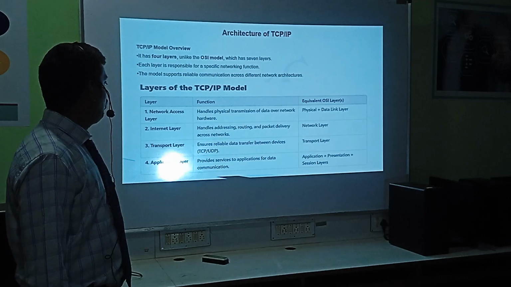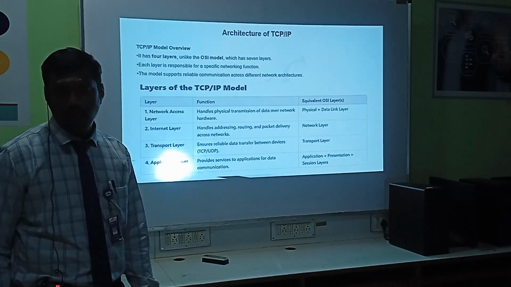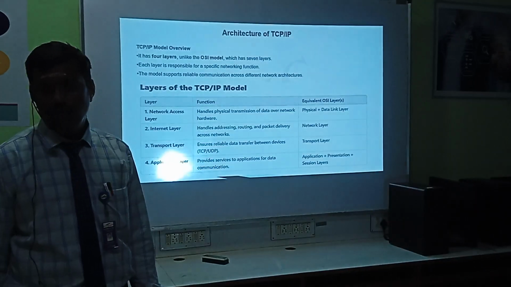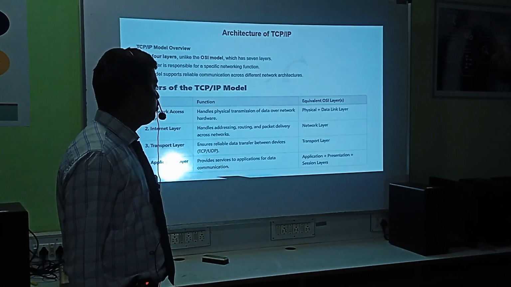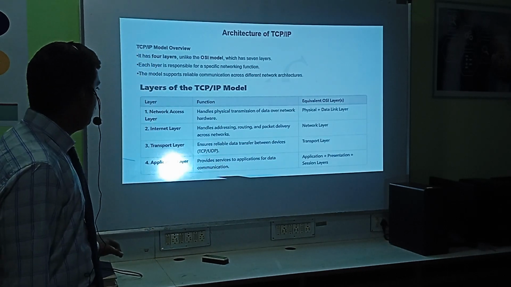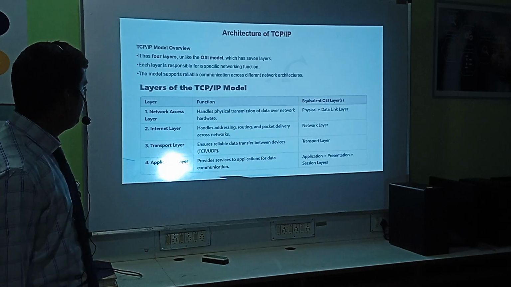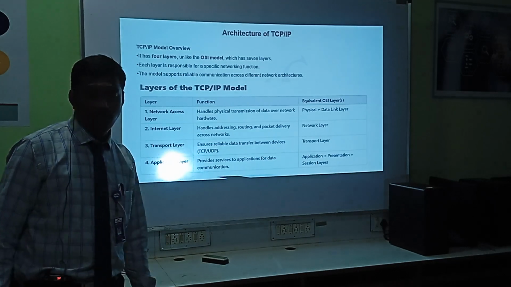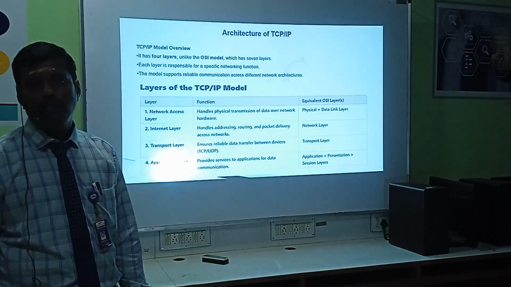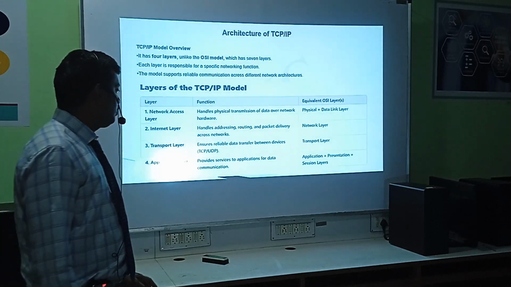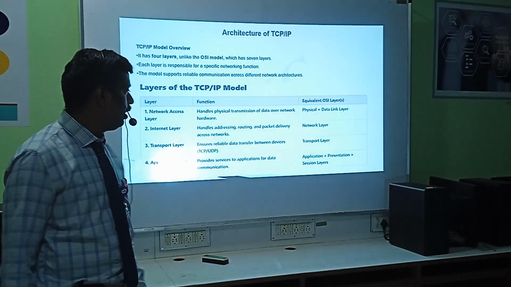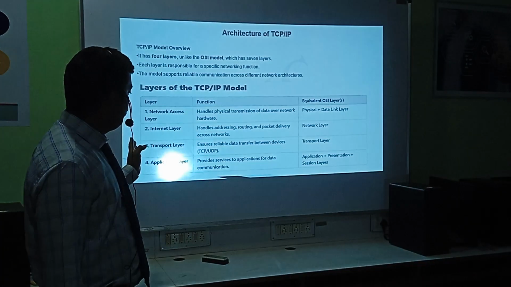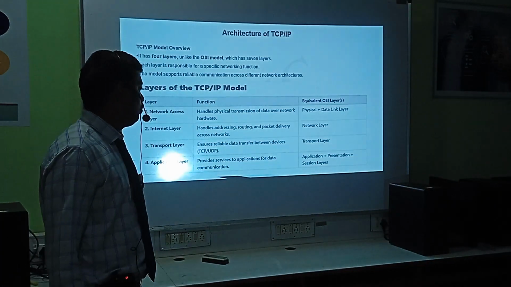Next is the second one, the internet layer. It handles addressing, routing, and data packets across networks, and corresponds to the network layer in OSI. Then the third layer of TCP/IP is the transport layer, which ensures reliable data transfer between devices, either through TCP or UDP, similar to what we have in the OSI.